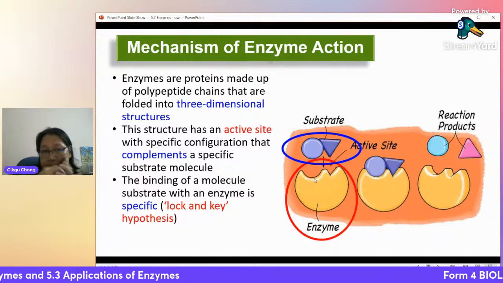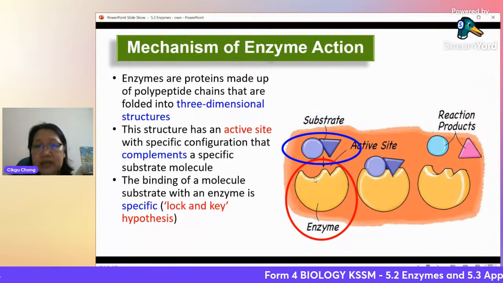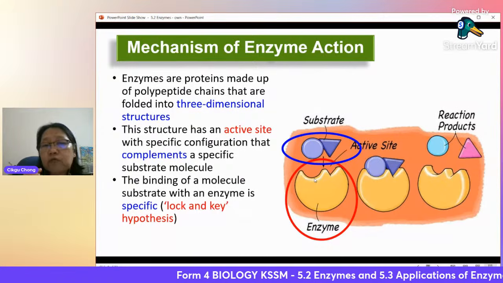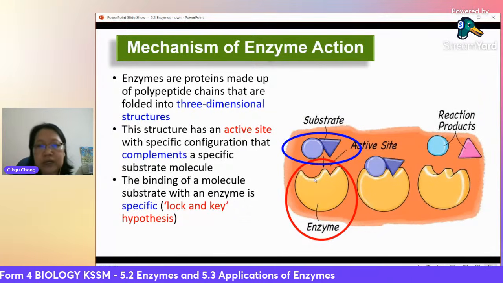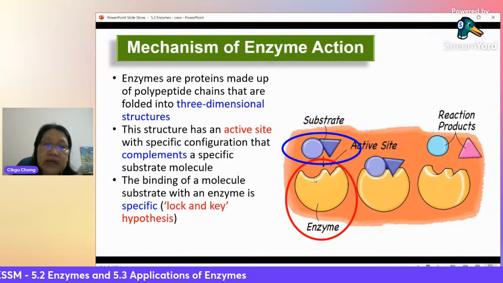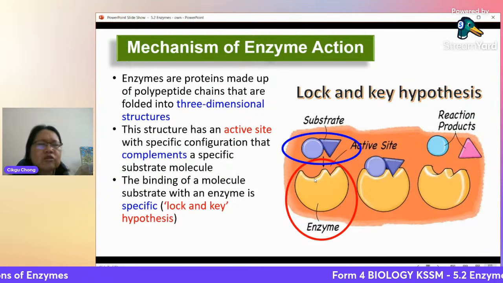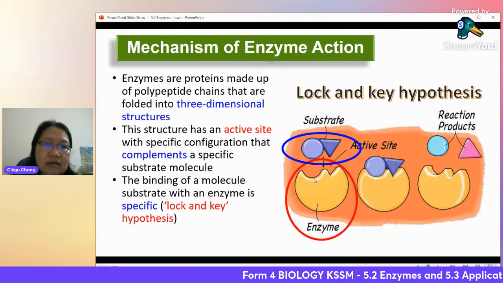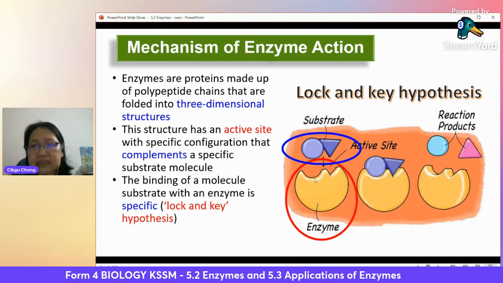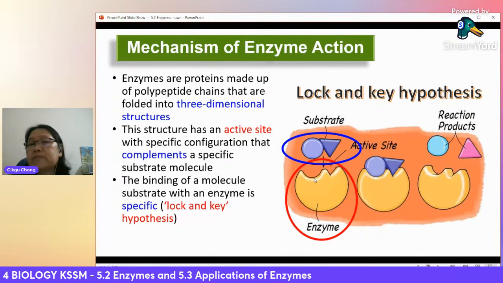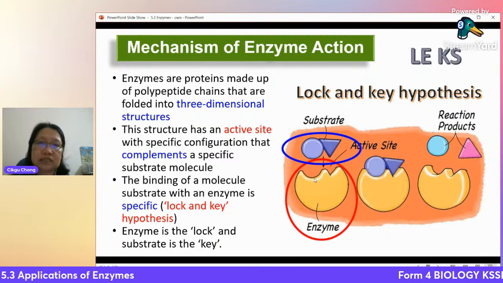Now the binding of a substrate molecule with the enzyme is specific. I use the word specific. It means you cannot have one enzyme that binds everything. You have this A to A, B to B, and so on. So we call this the lock and key hypothesis. Okay, now how to remember? A lot of students ask me, teacher, how to remember which is the lock, which is the key? You cannot interchange. Which is the lock, which is the key, must be fixed. For example, I give you a simple way to remember: LEKS. Enzyme is the lock, substrate is the key.